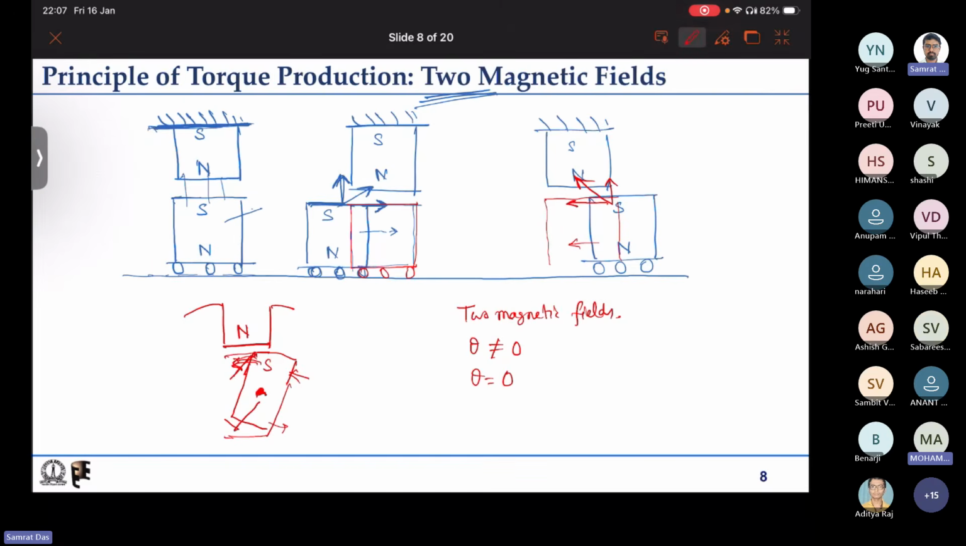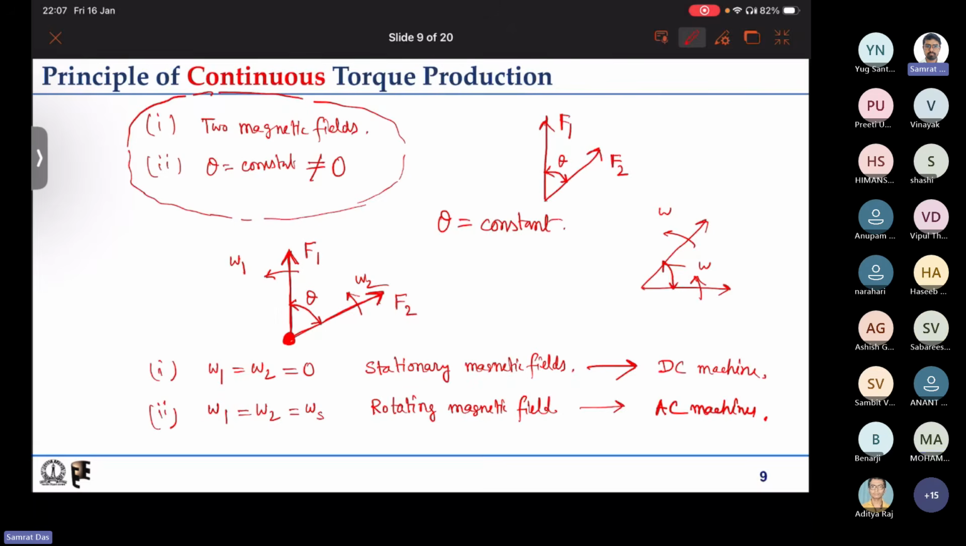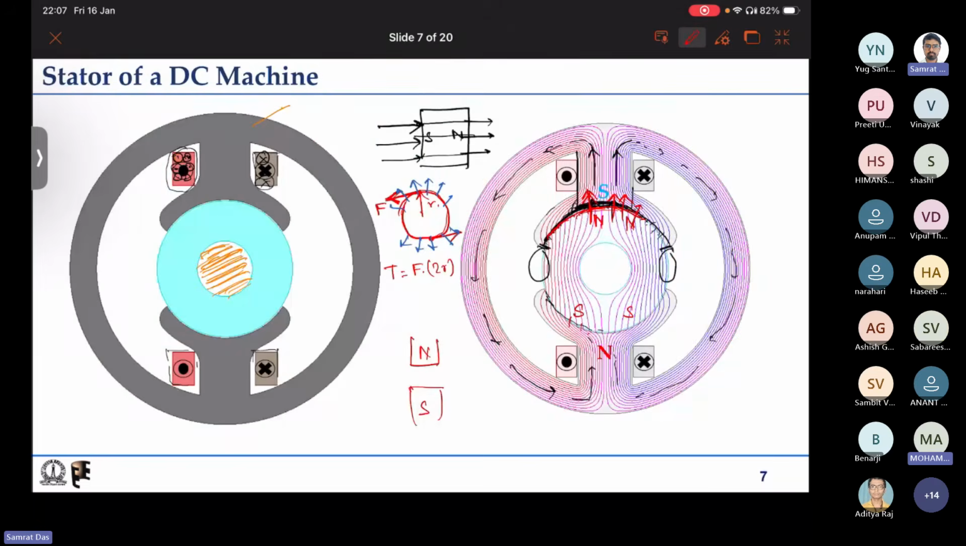Sir, in slide number 7, why do we have to extend the pole shoe? What is the reason for that?